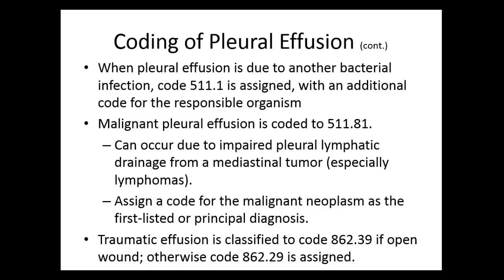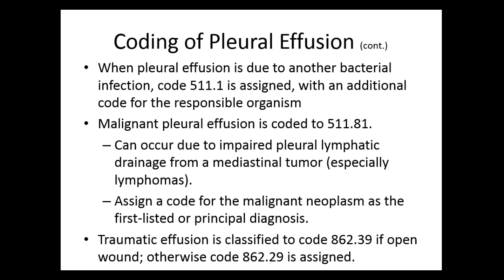When pleural effusion is due to other bacterial infection, code 511.1 is assigned, with an additional code for the responsible organism. Malignant pleural effusion is coded to 511.81 and can occur due to an impaired pleural lymphatic drainage from a mediastinal tumor, especially a lymphoma. You would assign the code for the malignant neoplasm first, and then the remaining codes, including the malignant pleural effusion. Traumatic effusion is classified to code 862.39 if it's an open wound.